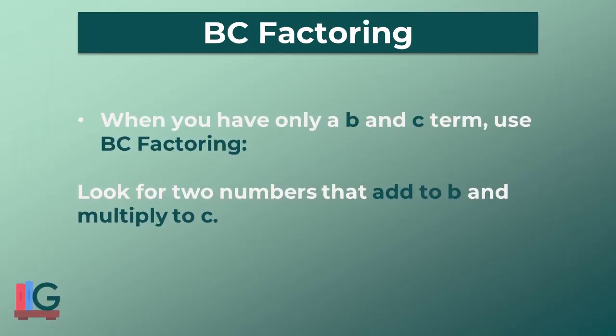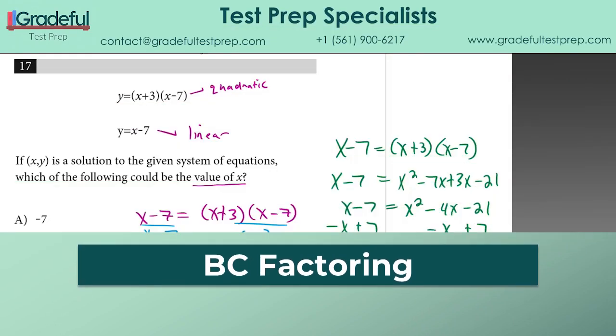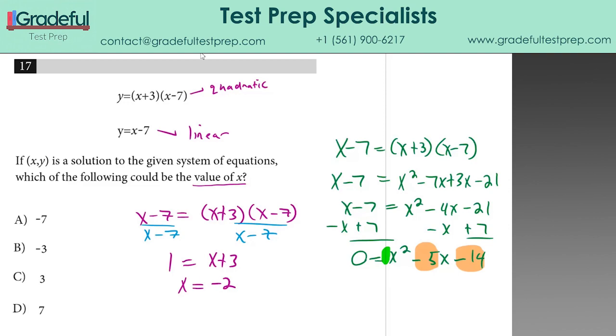And now we're in a BC factoring situation because we have a b coefficient and a c coefficient, but we have no a coefficient. So BC factoring is super easy. We're looking for two numbers that add to b and multiply to c. So what two numbers add to negative 5 and multiply to negative 14? In this situation, you want to start with what it multiplies to. Believe it or not, there's an infinite number of pairs of integers that add to negative 5. But if we're looking for what two things multiply to negative 14, that would just basically be 14 and 1 or 2 and 7. So 2 and 7 works because we could have x minus 7 and x plus 2.